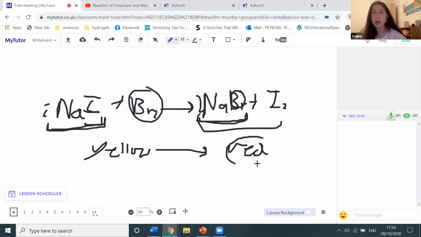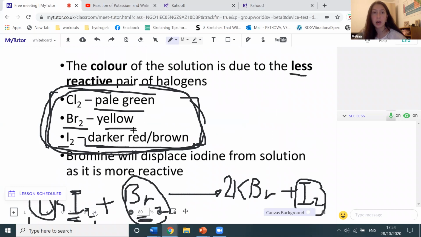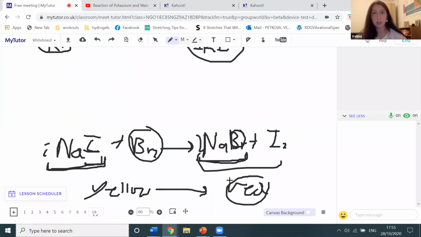So the colour on the right is red because here we've been told that iodine is a red or brown colour. Okay. Does that make sense?